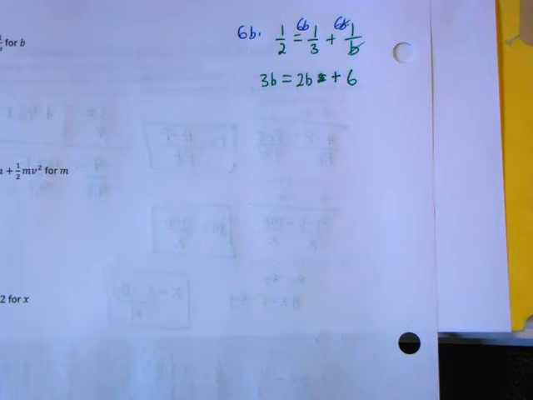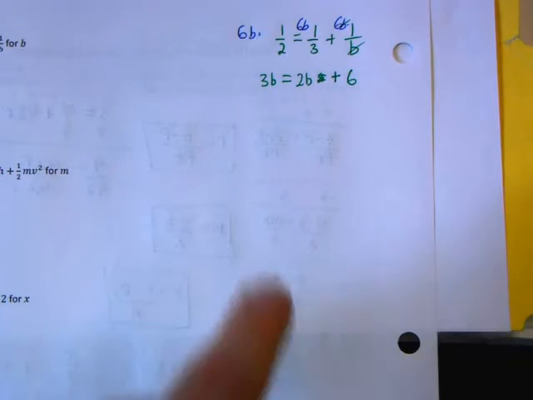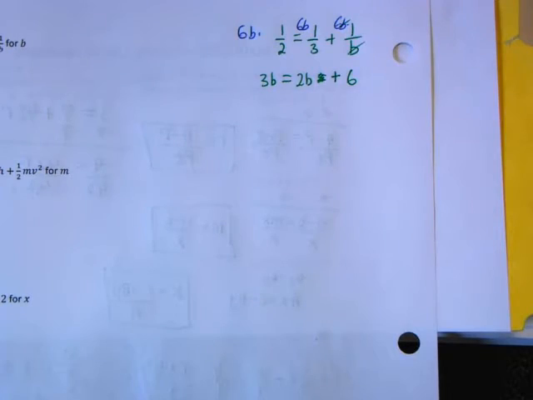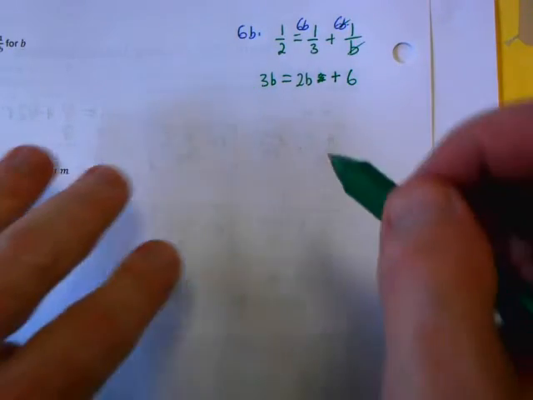I saw an equation. My equation had a whole bunch of fractions in it. The first thing I always do is multiply by the common denominator. Why? It makes all the fractions go away. How would you solve that now? Minus 2b, and this one's real easy. You get b equals 6.